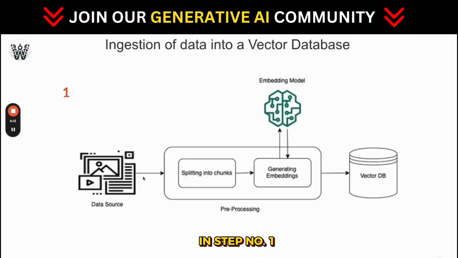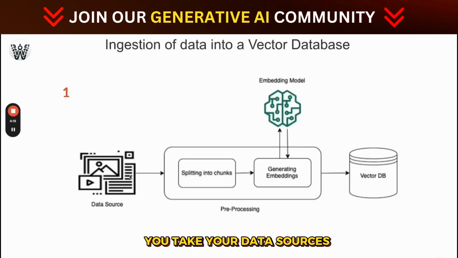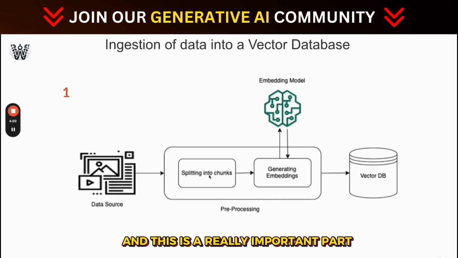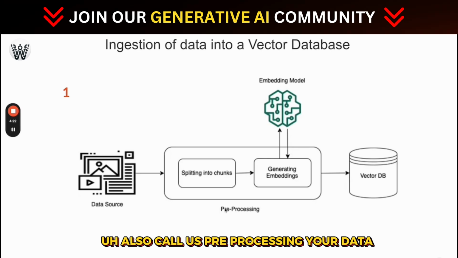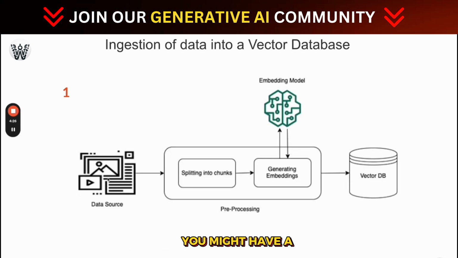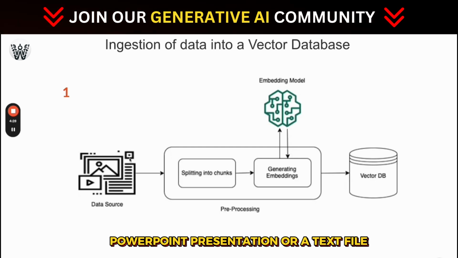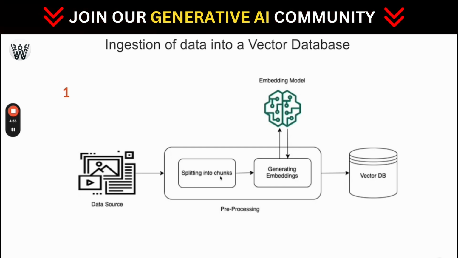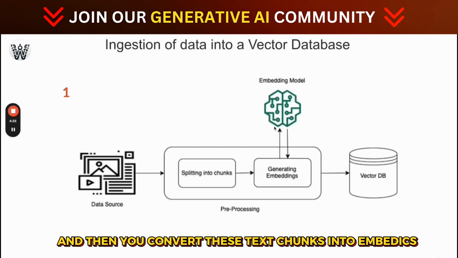In step number one, you take your data sources. You could take multiple data sources and split them into chunks. And this is a really important part, also called pre-processing your data. You might have lots of documents. You might have a PDF. You might have a PowerPoint presentation or a text file. You extract text out of all these documents, convert them into chunks, and then you convert these text chunks into embeddings.